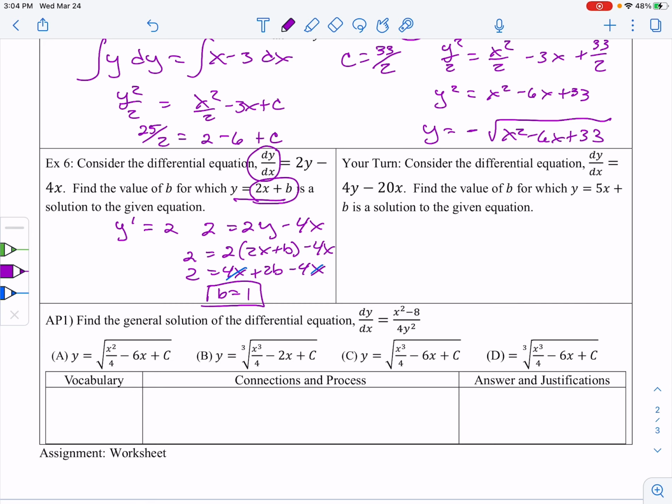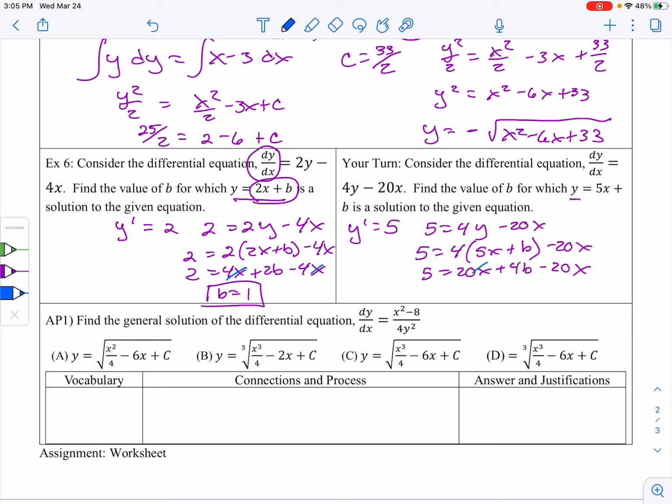Same thing here. Find y prime. Y prime equals 5. So now I have 5 equals 4y minus 20x. 5 equals 4 times 5x plus b minus 20x. Guess what? They cross out again. So b is equal to 5/4.